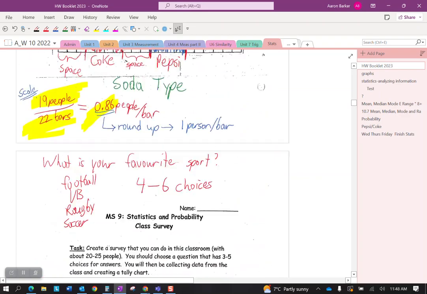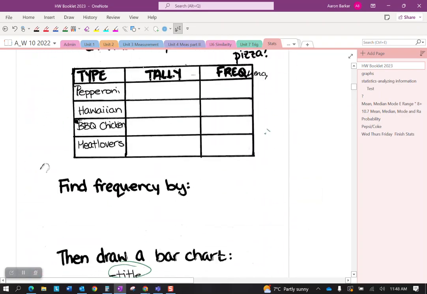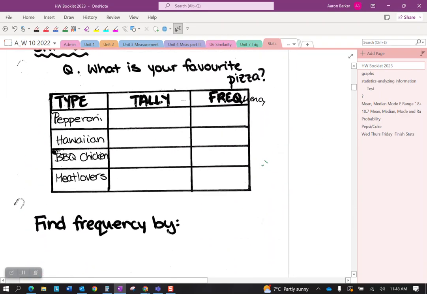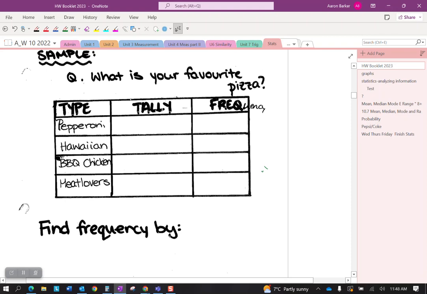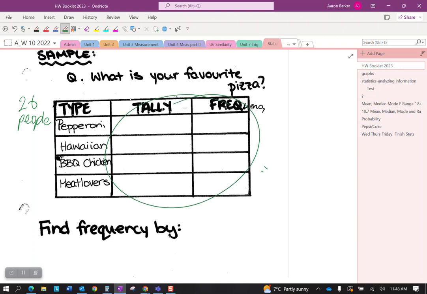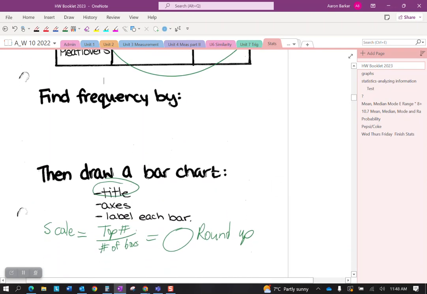What we did is at the top here, sorry. We did, what's your favorite pizza? Pepperoni, Hawaiian, barbecue chicken, meat lovers. I think there are 26 people in the class, so you should have 26 results from your survey. If you weren't here yesterday, make it up. You want to complete your tally chart, then you want to draw a bar graph.